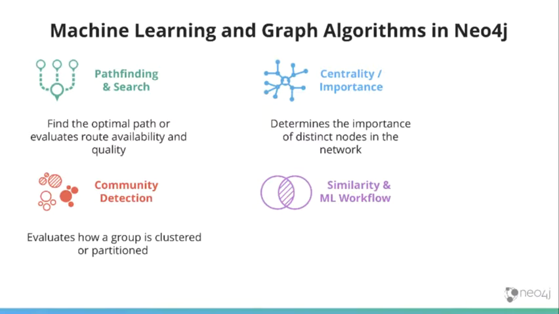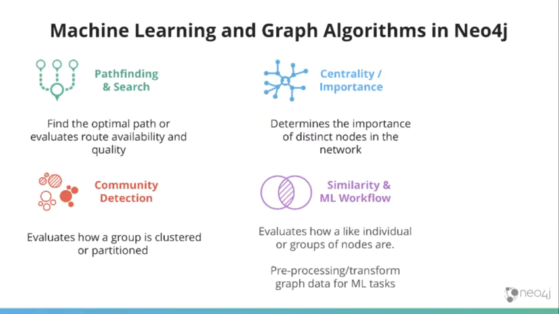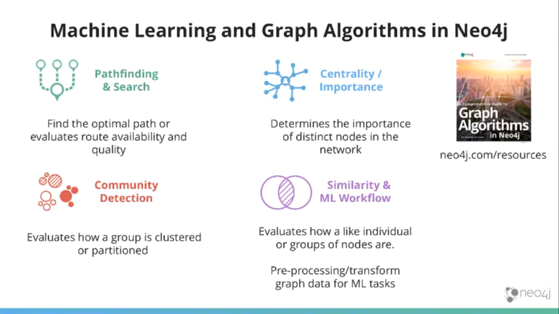Community detection is, as it sounds, about finding communities. How are things grouped together? How are they clustered together? Or how are they best partitioned? Where might they break apart? Similarity and machine learning workflow are put together because they're often used together. Similarity in particular is about looking at how much alike individual or groups of nodes are. And then machine learning workflow are often the algorithms that help us transform graph data to be used for other machine learning tasks.